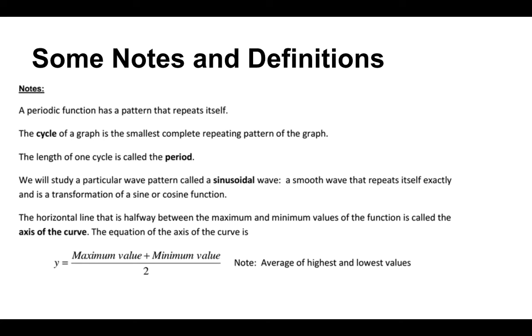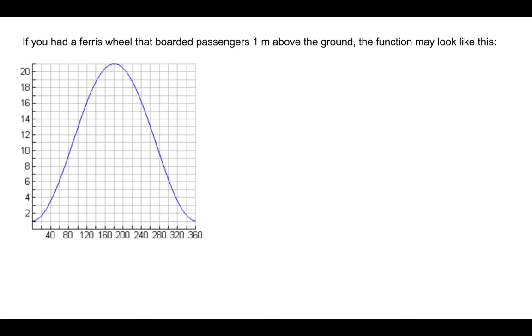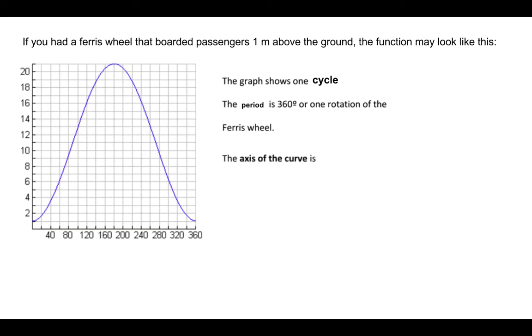So these are concepts we've already talked about. And the amplitude is the height above or below the axis. If you see something like this, this is not far away from the circle that we had, a Ferris wheel boarding the ground. We can see the graph shows one cycle. The period is 360. The axis of the curve is 11 because the average of the lowest and the highest points is 11. The amplitude is going to be 10 because it's 10 above the axis and 10 below.